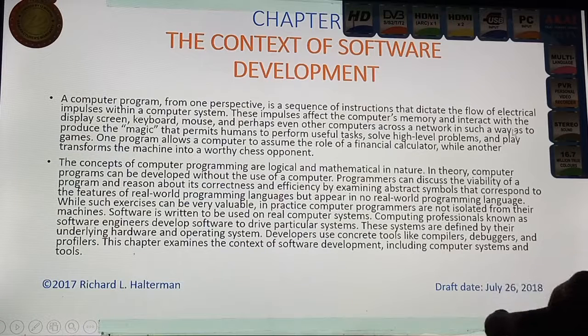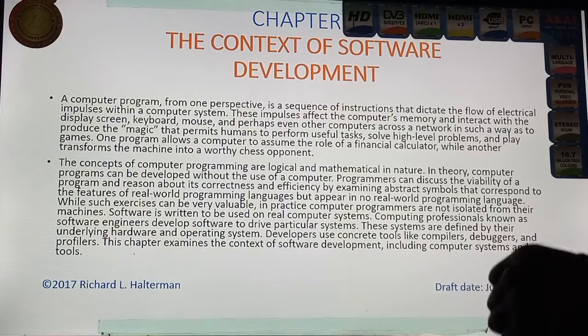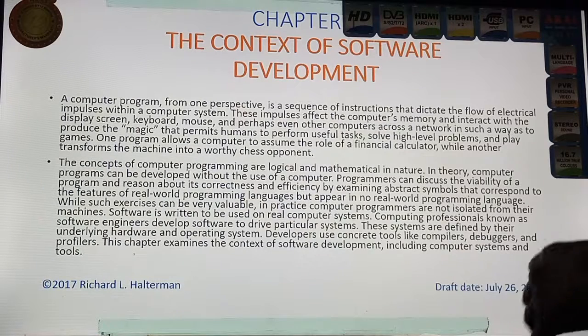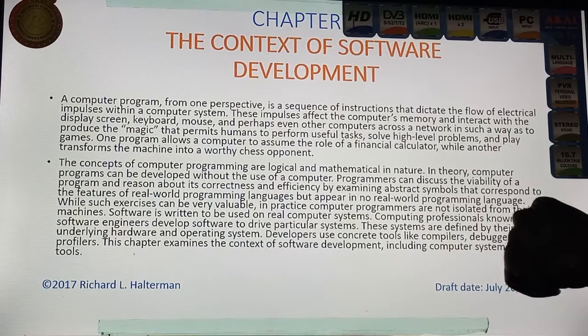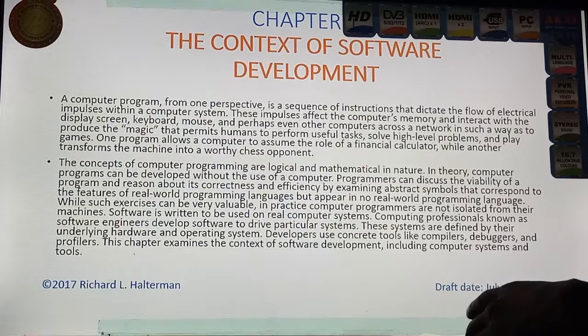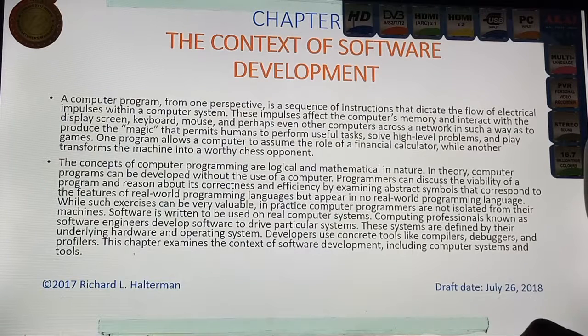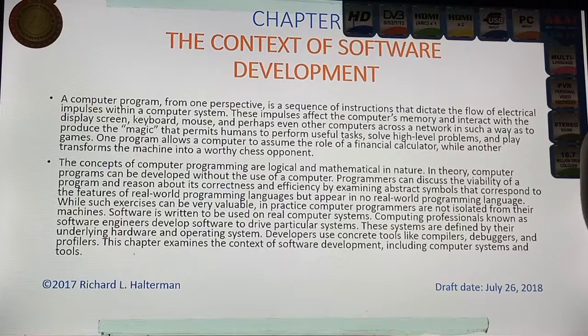These impulses affect the computer's memory and interact with the display screen, keyboard, mouse, and perhaps even other computers across a network in such a way as to produce the magic that permits humans to perform useful tasks, solve high-level problems, and play games. So these programs, or softwares as we call them, affect the computer screen, the display, the keyboard, the mouse, and other parts of it, making you able to interact with the computer in every way.